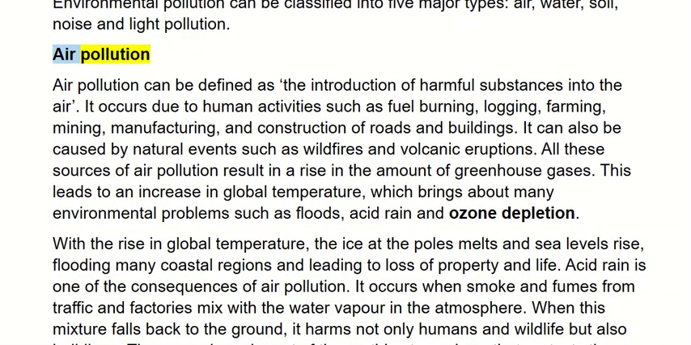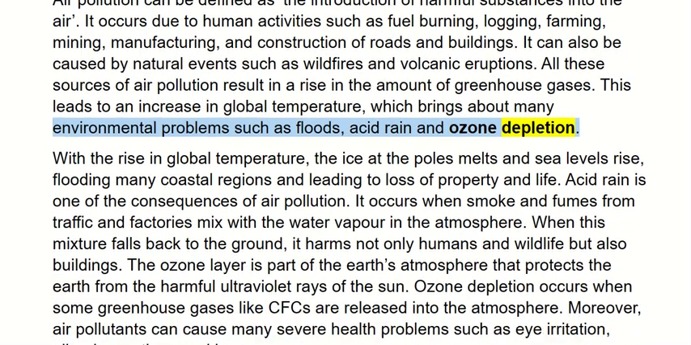Air pollution. Air pollution can be defined as the introduction of harmful substances into the air. It occurs due to human activities such as fuel burning, logging, farming, mining, manufacturing, and construction of roads and buildings. It can also be caused by natural events such as wildfires and volcanic eruptions. All these sources of air pollution result in a rise in the amount of greenhouse gases. This leads to an increase in global temperature, which brings about many environmental problems such as floods, acid rain, and ozone depletion.